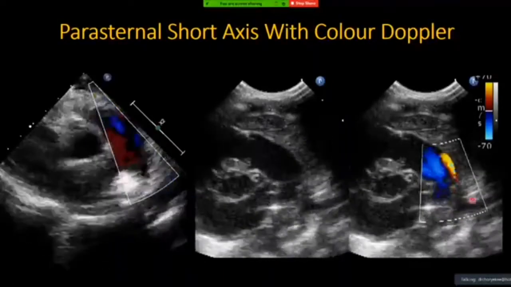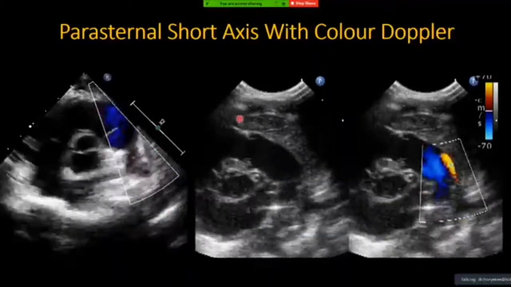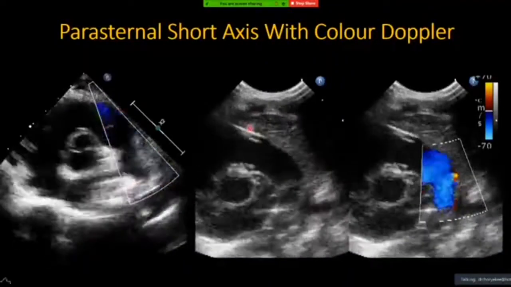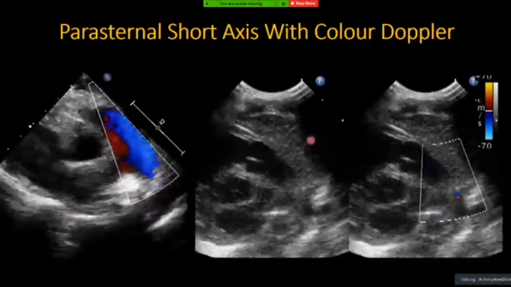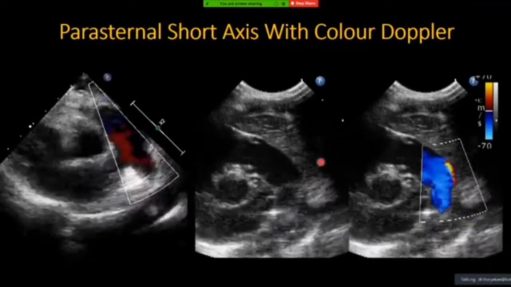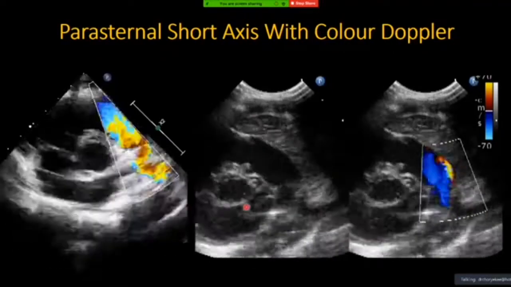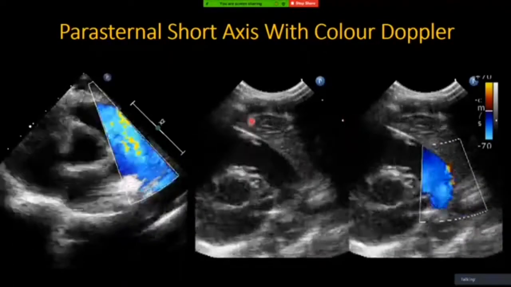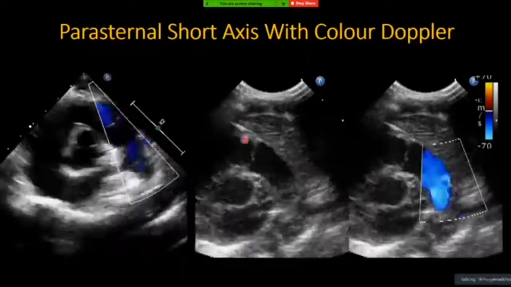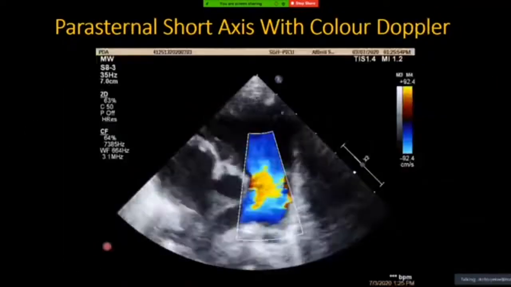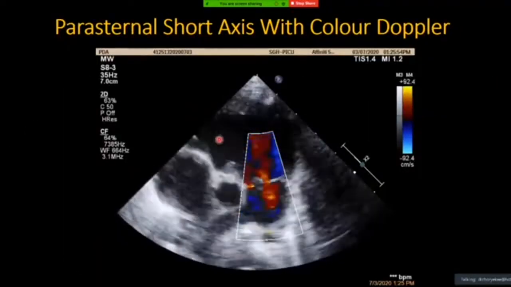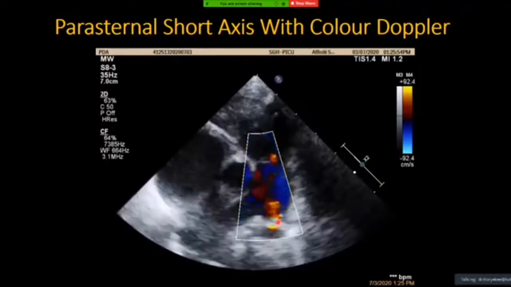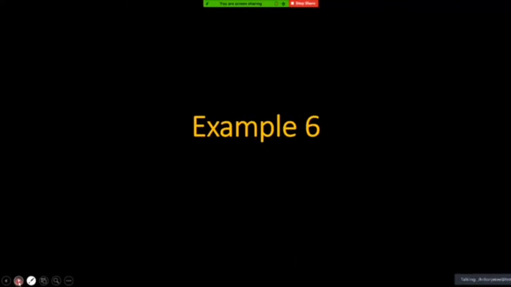On top of that, there is a bit of tissue, the thymus, here. It is important that in a patient with any cardiac problem, or a neonate, we look to see if the thymus is present. If there is an underlying cardiac anomaly without the thymus, it is suggestive of a syndrome, underlying DiGeorge syndrome. So this is another short axis view. There is another jet flow here, which is suggestive of a PDA. So this is example 6.